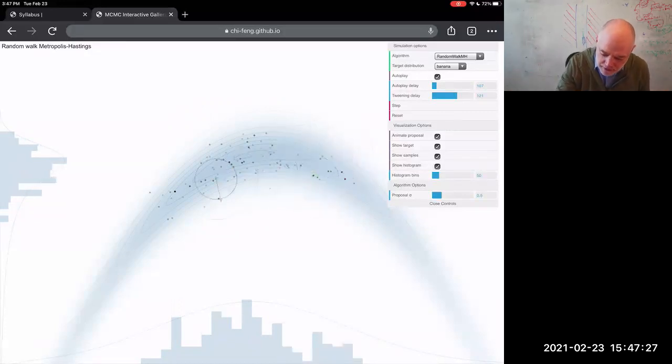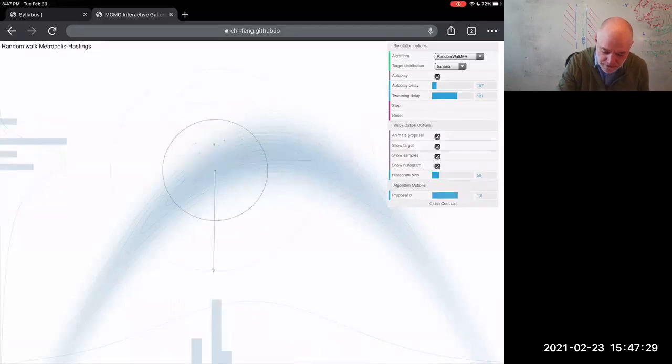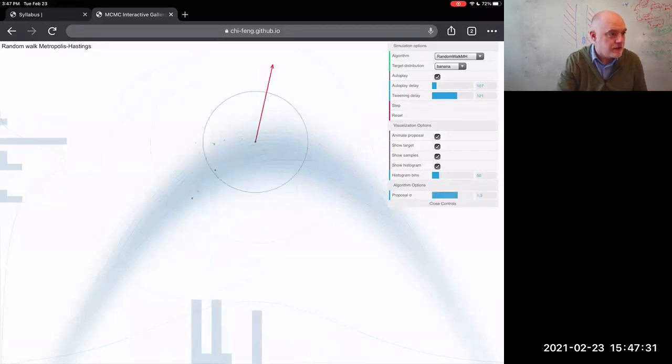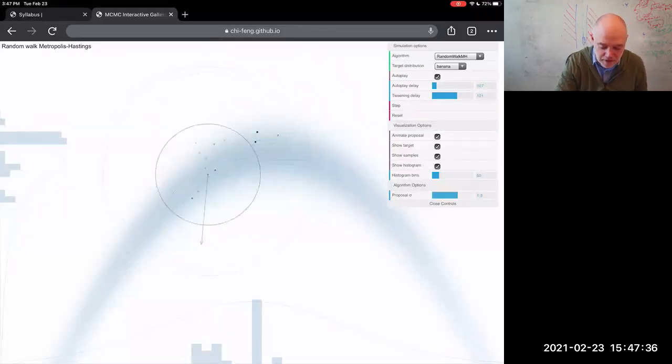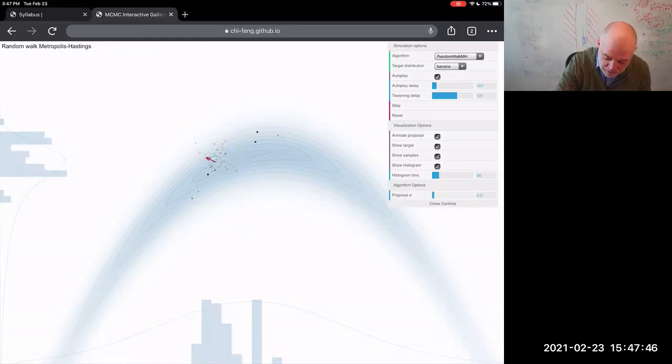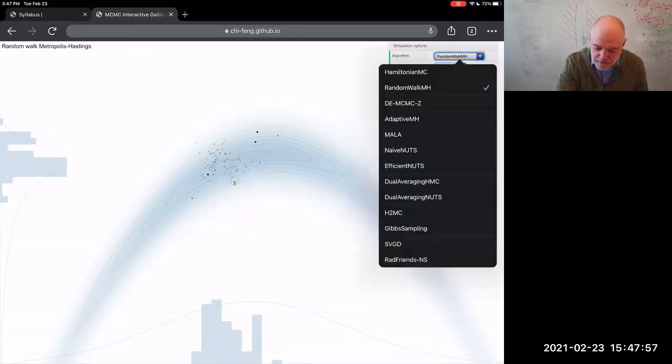Of course, you can choose a different proposal kernel size, and you're going to get a different acceptance ratio. The sampler will be more or less efficient depending on how large your proposal size is. Particularly if you make the proposal size really, really small, it's going to take a very, very long time to explore the entire space.